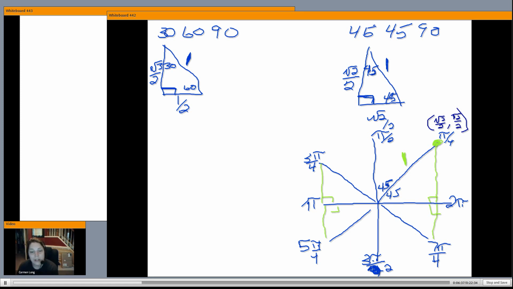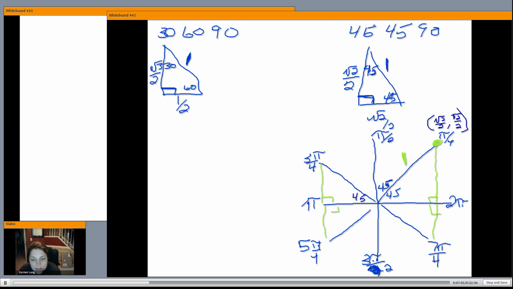So let's look at this special right triangle. It's a 45, 45, 90 as well. And we always drop to the x-axis. You see I don't have any right triangles going on at the y-axis. It's always to the x-axis. Okay, so that being the case, I know that this leg is square root of 2 over 2. This leg is square root of 2 over 2.